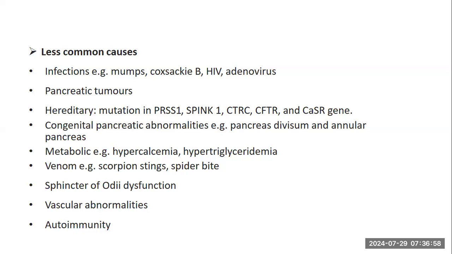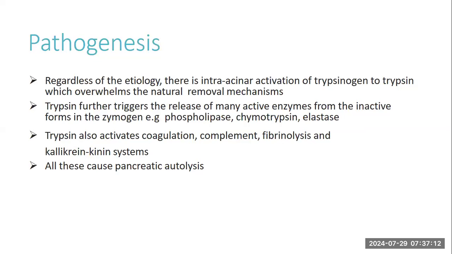Metabolic causes like hyperglycemia and hypertriglyceridemia, venoms from scorpions or some spiders, dysfunction in the sphincter of Oddi, vascular abnormalities, and autoimmune disorders.